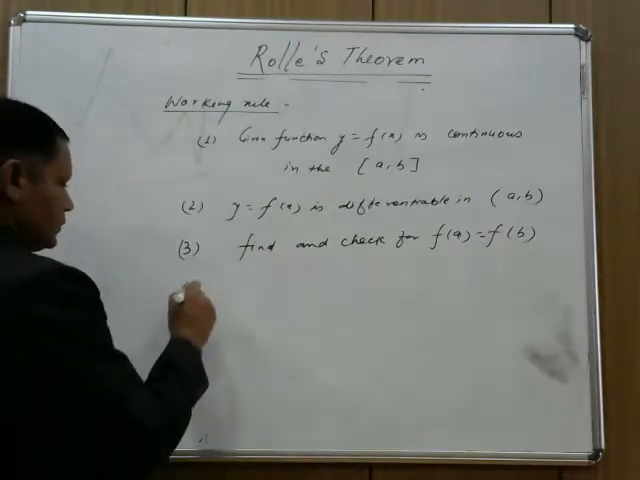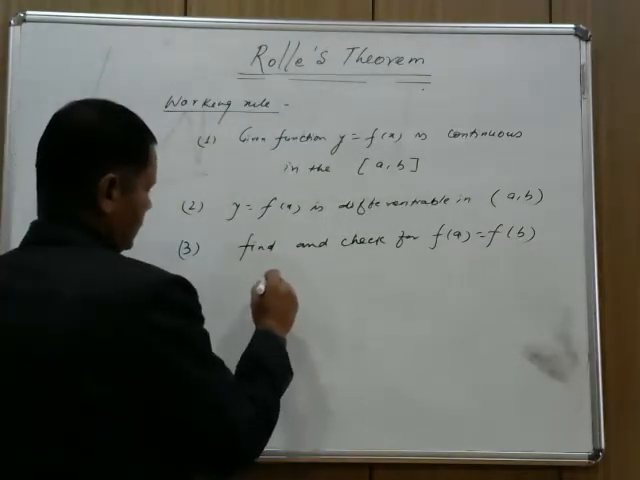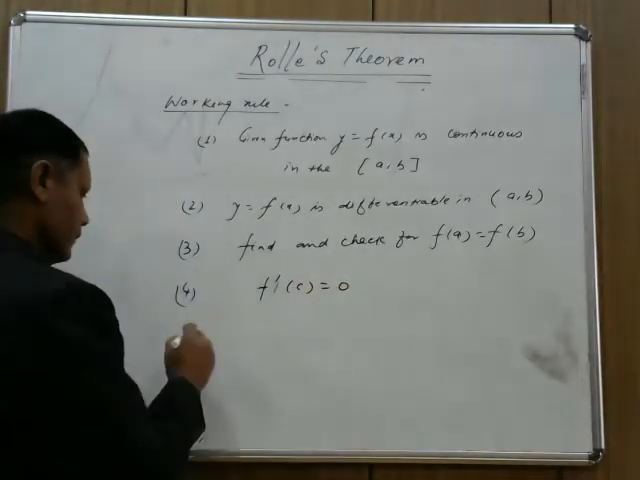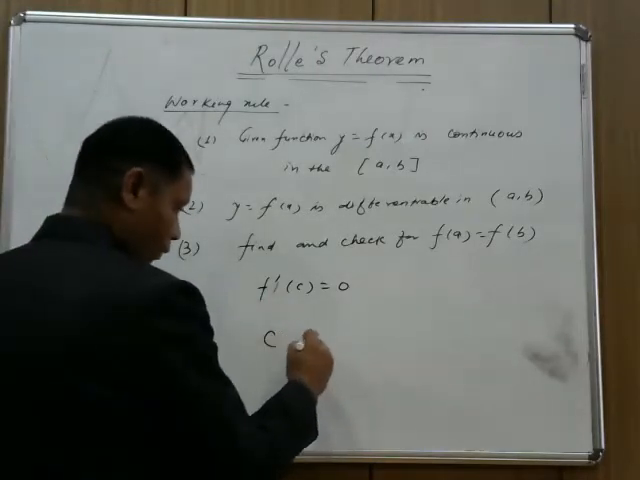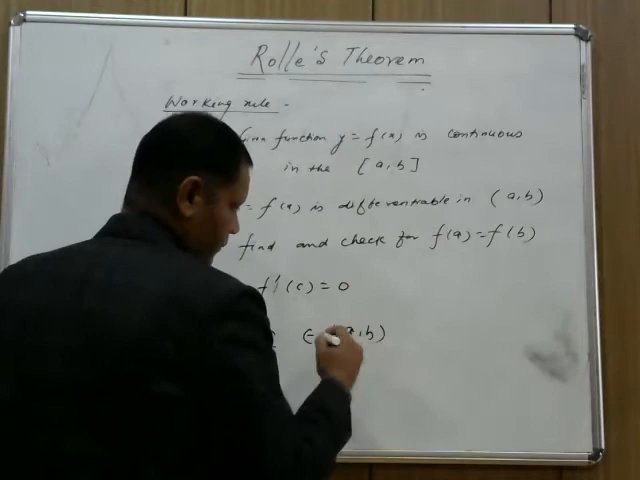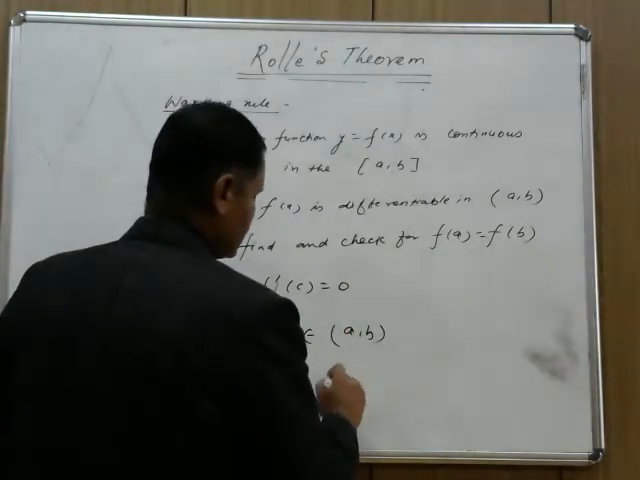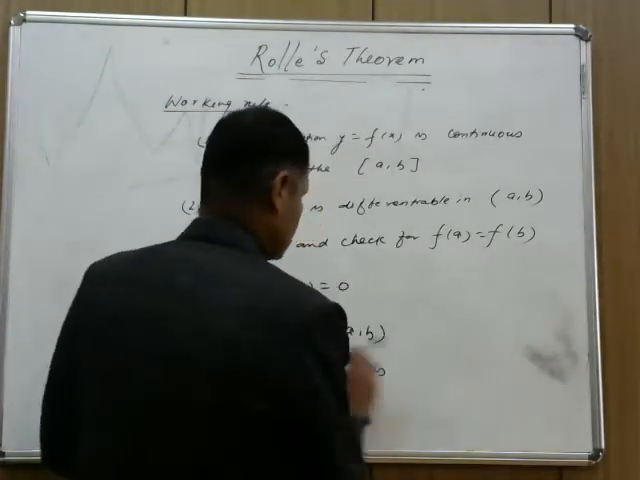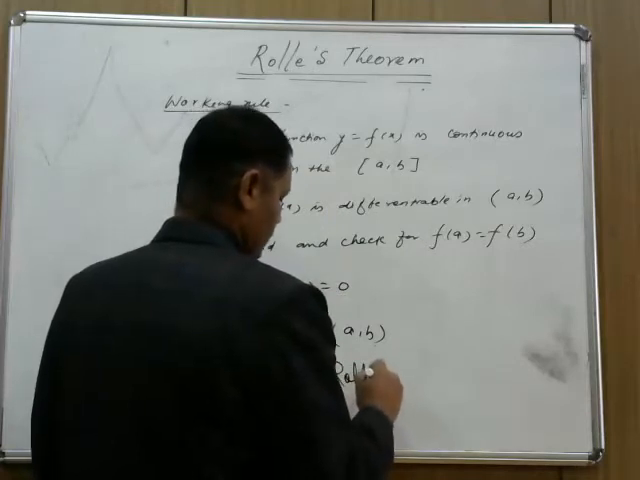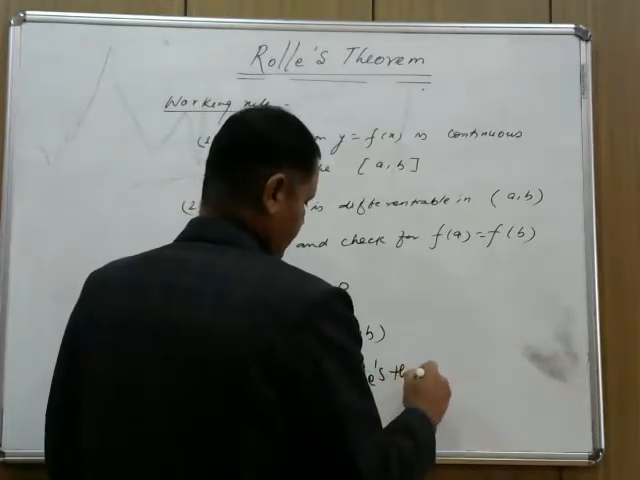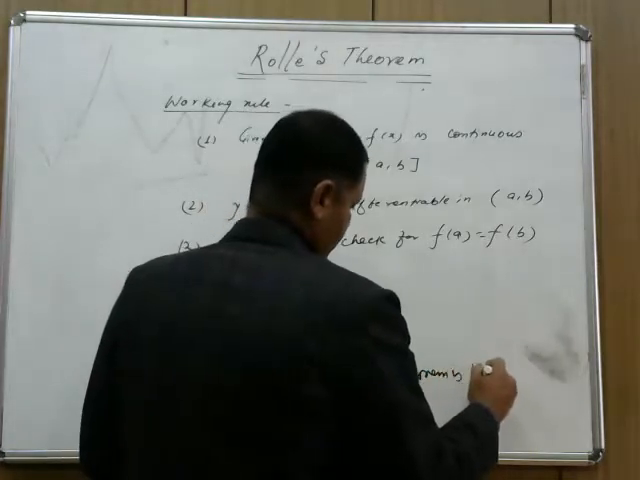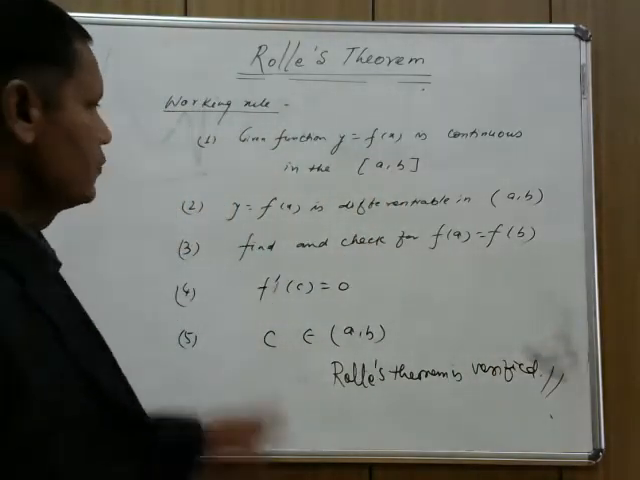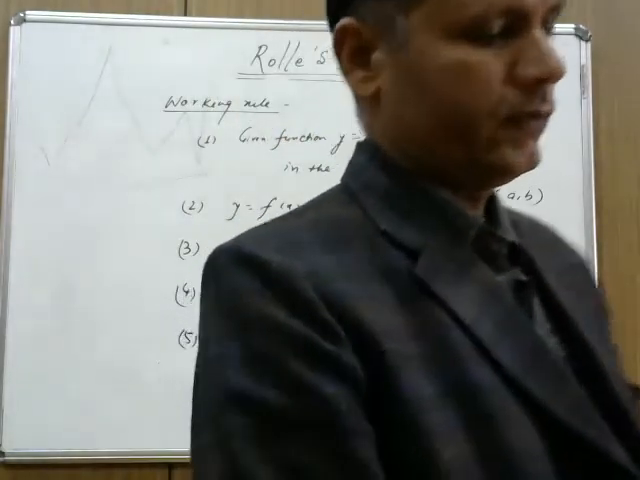And then the fourth, f dash of c equal to 0. Fifth, check whether the c belongs to the interval ab or not. Then finally, yes, it is verified, or the Rolle's theorem is verified. And if all these 5 points are satisfied, then you say that yes, the Rolle's theorem is verified.